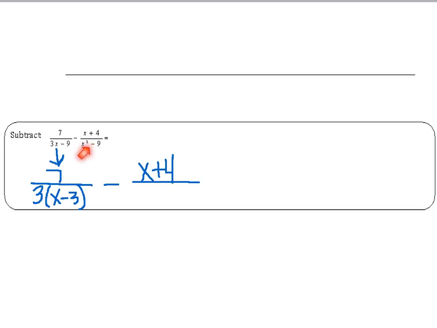And on the bottom, x squared minus 9, I notice that's the difference of two squares, so it factors into x plus 3 times x minus 3. So now let's see what's missing from the top and bottom of each one. Well, this has got 3x minus 3. This one's got an x plus 3. So I need to multiply the top and bottom by that x plus 3 for this problem.